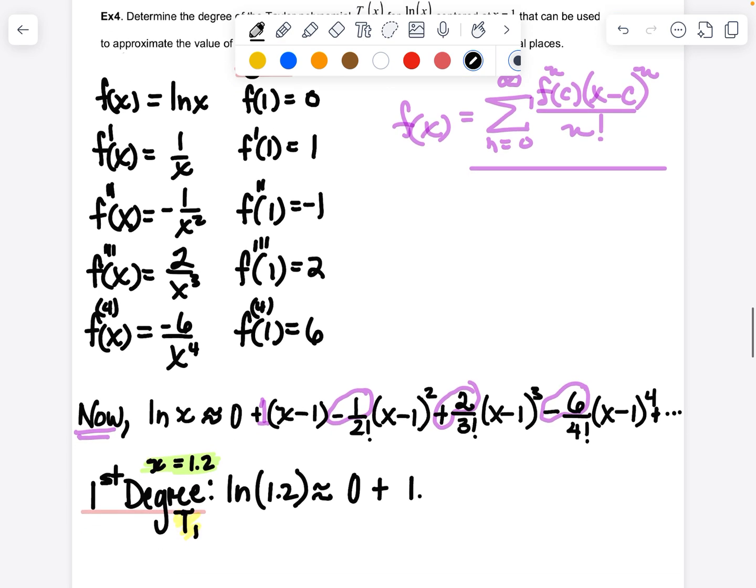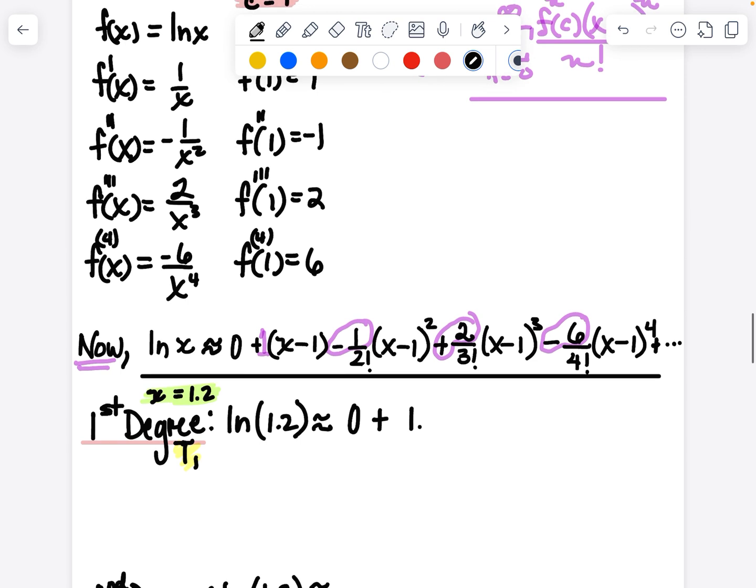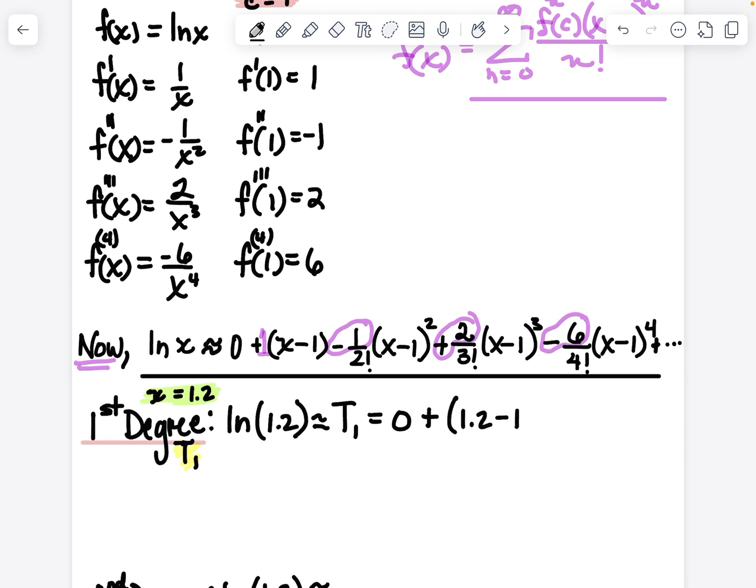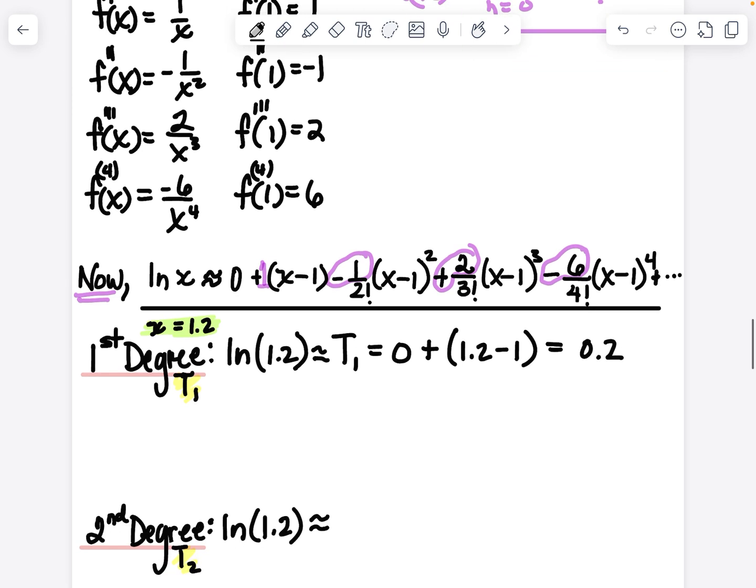So first, laying out the series, you can see that I've circled the derivatives, so I'm just putting them in and leaving the factorial in the denominator, not simplifying, just leaving them as is. Okay, so I start with the first degree, evaluated at 1.2. We'll call this T1. So T1 is 0 plus 1.2 minus 1, and that gives us a value of 0.2. So hold on to this for a second.